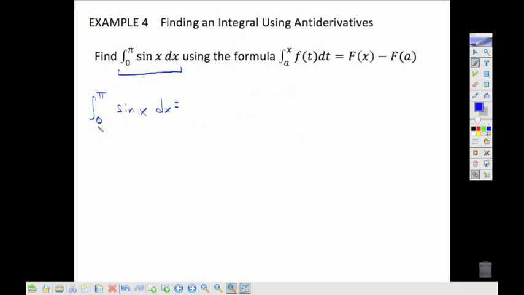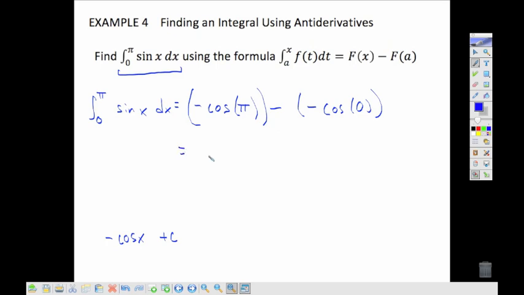Here I have the integral of sine of x dx. I want to find it from 0 to pi. So the first thing that I want to do is take the antiderivative of that, which, the antiderivative of sine, would be negative cosine of x. And normally we would say plus c, but when we're working out the integrals, we don't need to do that. Okay, so cosine of pi, that's our upper limit of integration, minus cosine of our lower limit, 0.